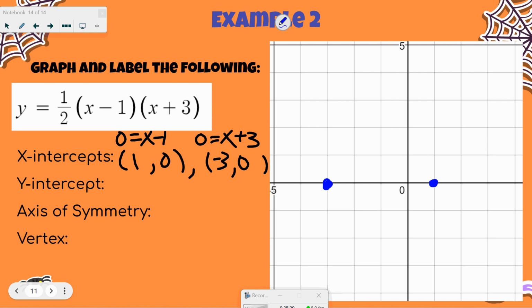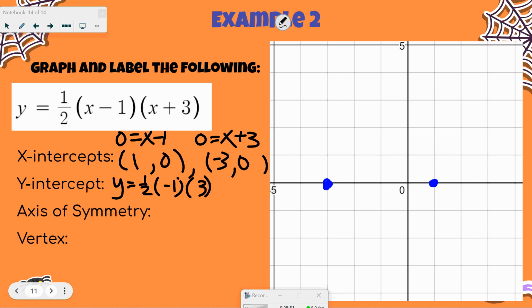All right, we have a quadratic, so we can cross our x-axis up to 2 times. Now, how do I find a y-intercept? Good job, substitute x for 0, so y is going to equal 1/2 times 0 minus 1, which is negative 1, and then 0 plus 3, which is 3.